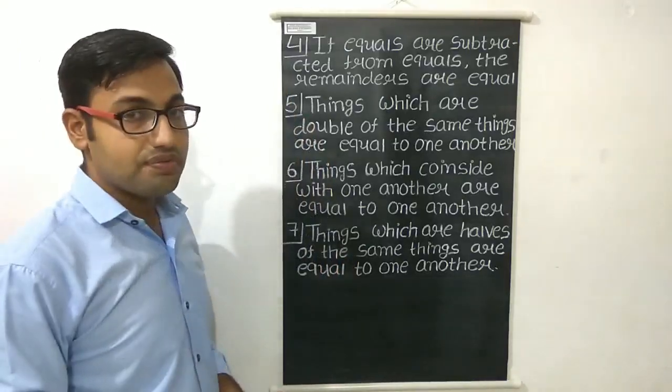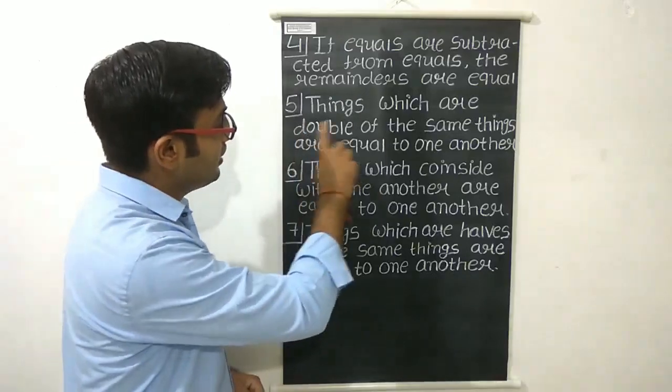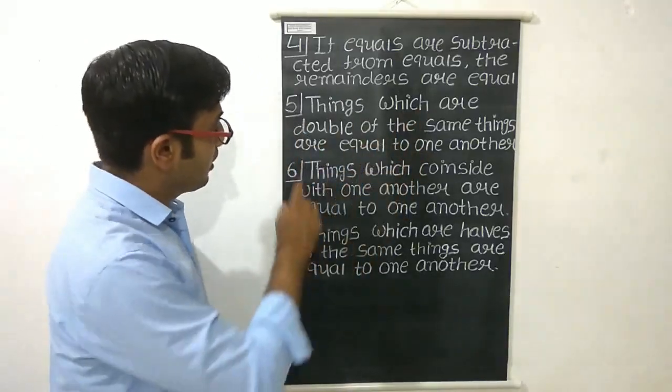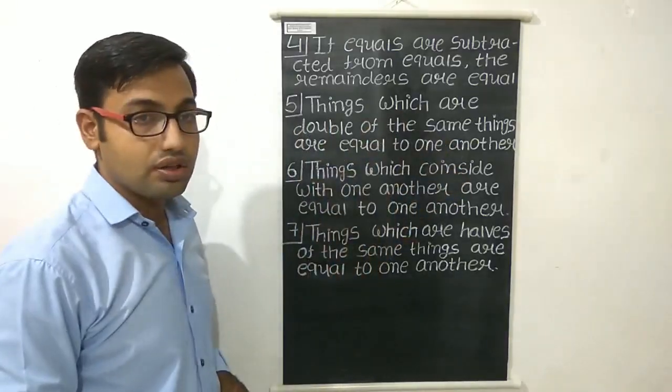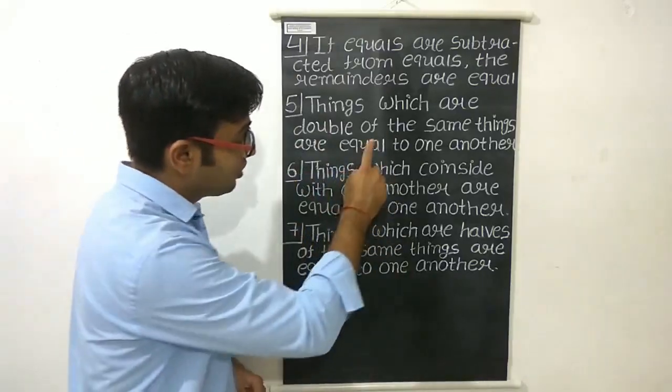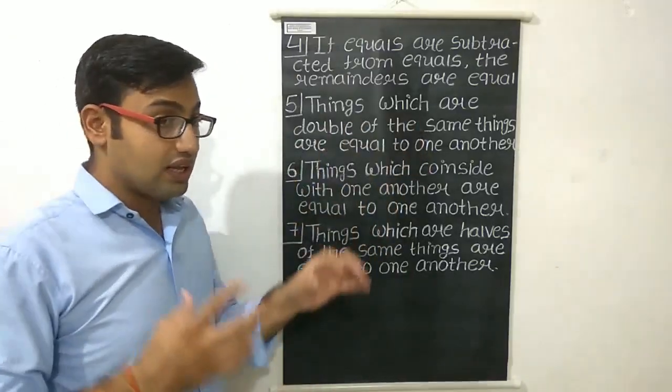So this is given by this statement. Now what is the fifth one? The fifth one is things which are double of the same things are equal to one another. Things which are double of the same things. We have to take the same things.